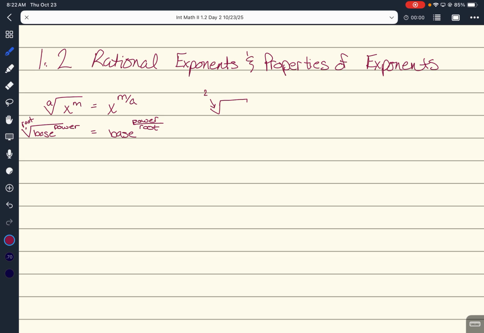So we have, what is the solution to, just do this. We're just going to do a bunch of examples. I have 3 to the x over 2 times 3 to the x over 3 equals 9.